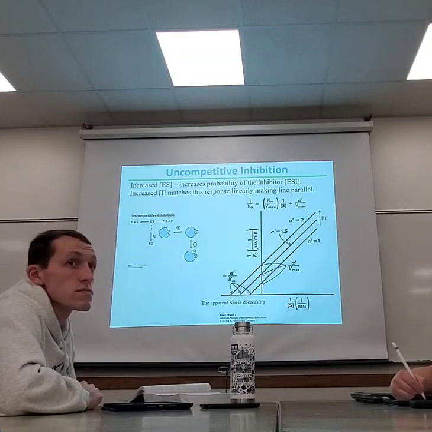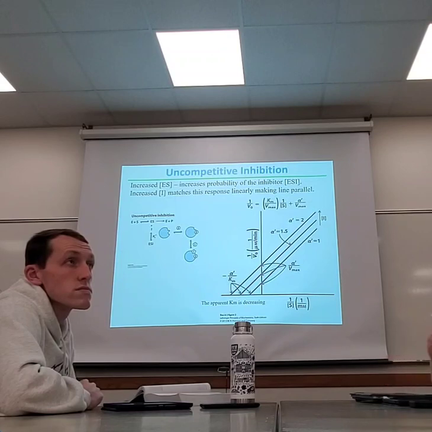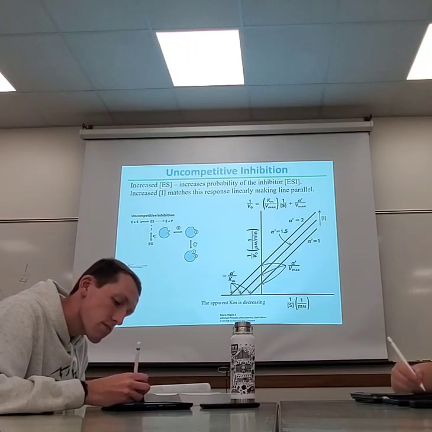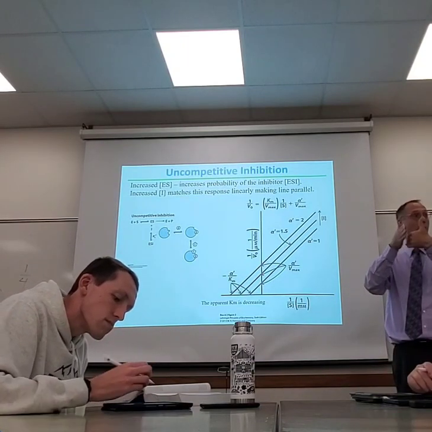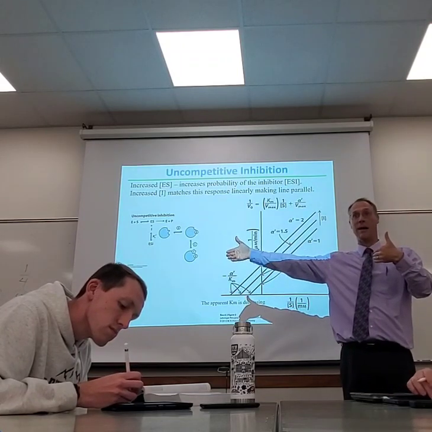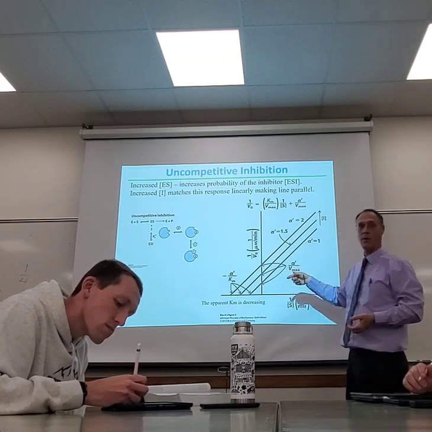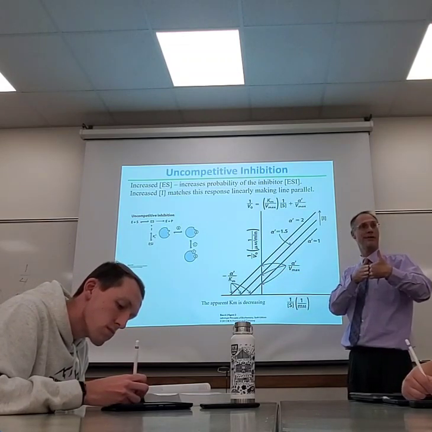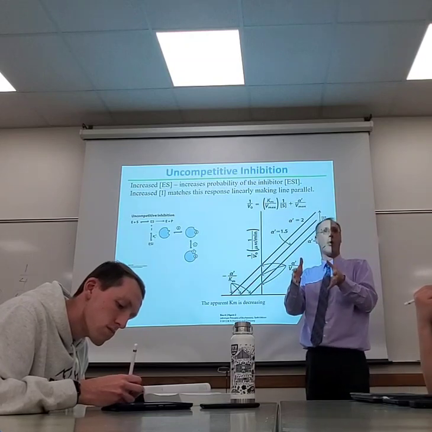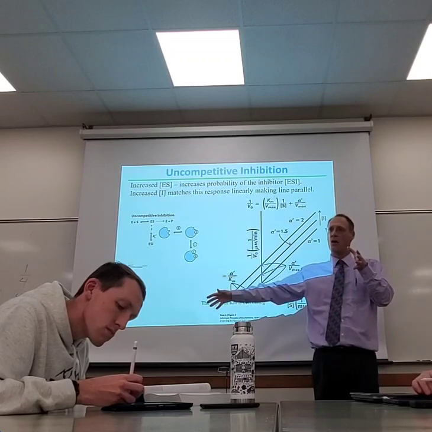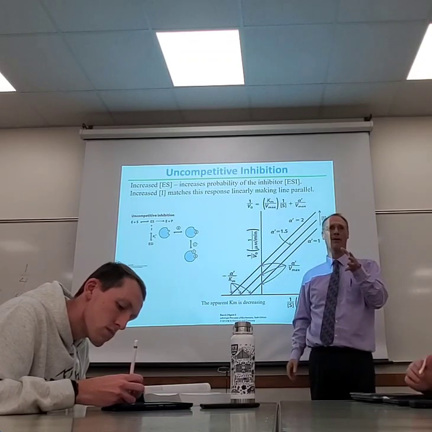Because there's a second thing binding, whether or not that second thing binds is determined by the concentration of the substrate binding. It's only when that is done that I can do step 2. So the concentration of substrate 1 is directly proportional to how much enzyme-substrate I will have that I can then attack with the inhibitor, or that I could attack with substrate number 2.